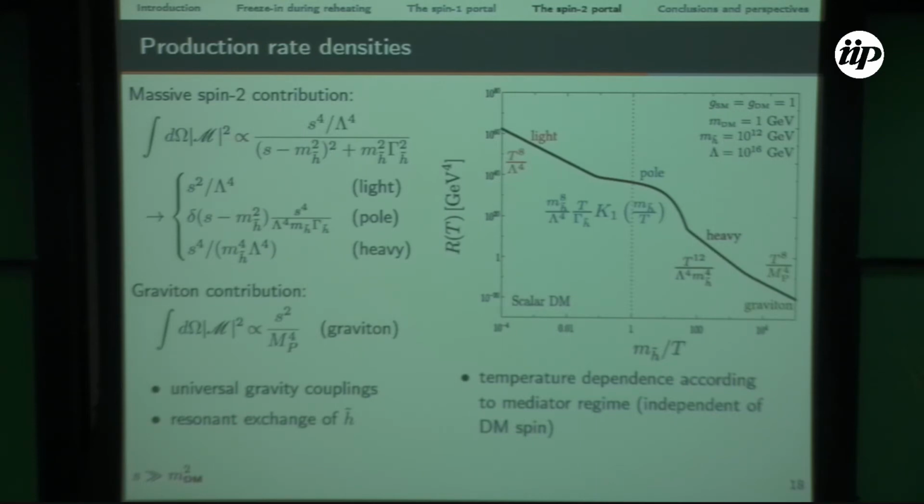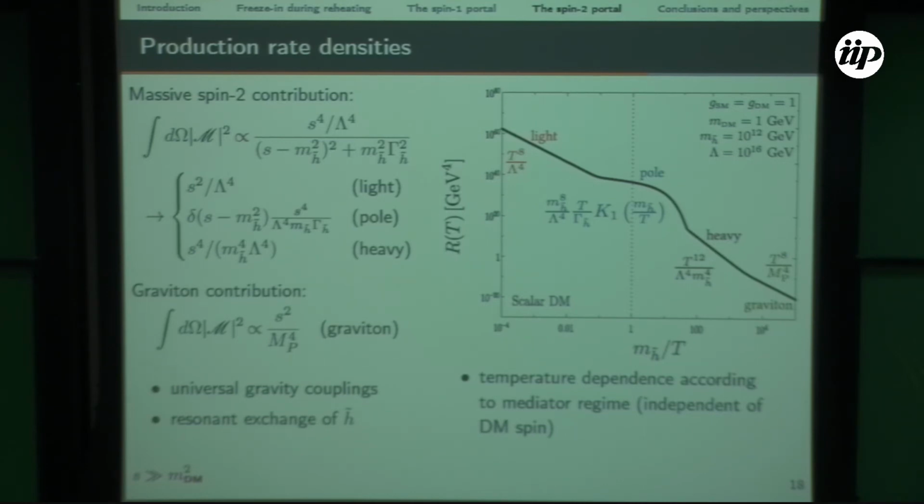We see that we have four regimes depending on the relation between the mass of the mediator and the temperature. If the mass of the mediator is much lighter than the temperature, it is essentially a massless particle, and we have the light regime. The production rate has a temperature dependence of T to the 8, and depends only on lambda.